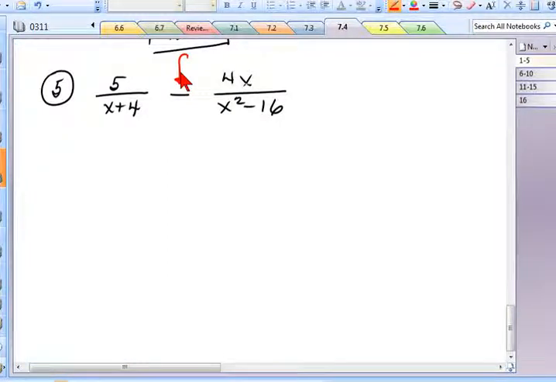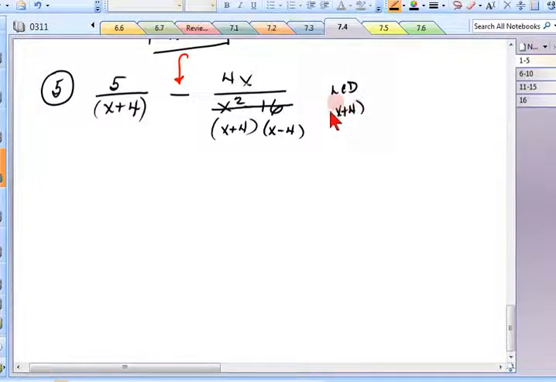All right, I won't worry about it just yet because I have to find an LCD. Can I factor the first denominator? No. Can I factor the second denominator? Yes. Do you agree that's the difference of squares? So that's going to be x plus 4 and x minus 4. What is my LCD? I need an x plus 4 and I need an x minus 4.